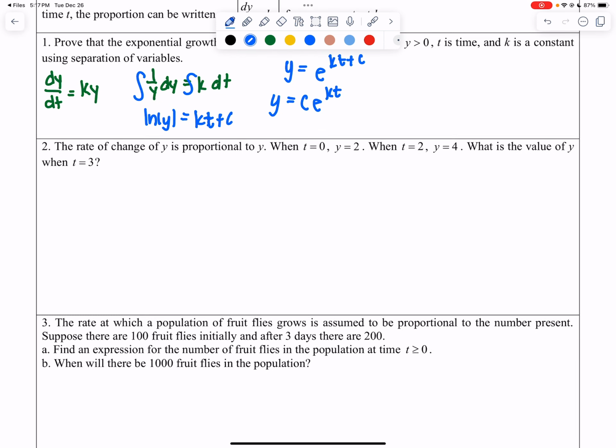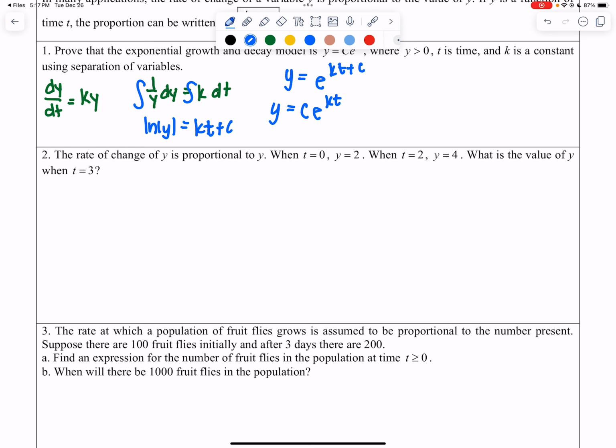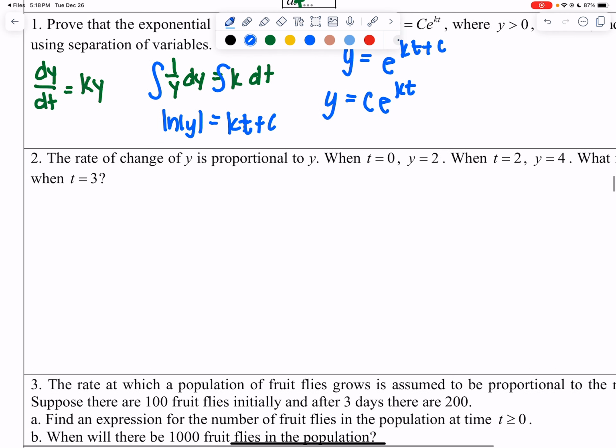All right. We are going to be using that formula to work with some of these problems right here. So number 2 says the rate of change of y is proportional to y. When t is equal to 0, y is equal to 2, and when t is equal to 2, y is equal to 4. What is the value of y when t is equal to 3? This essentially is going to be like a systems of equations problem, where you need to figure out what your k value is before you do anything else.